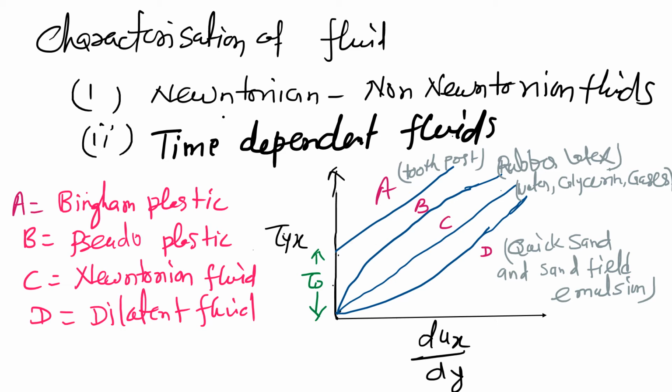There were two characterizations we had discussed. First was based on Newtonian and non-Newtonian fluids, and second was based on time-dependent fluids. In Newtonian fluids, we had discussed that the fluids that follow Newton's law of viscosity are called Newtonian fluids, and the examples were water, glycerin, and all types of gases.